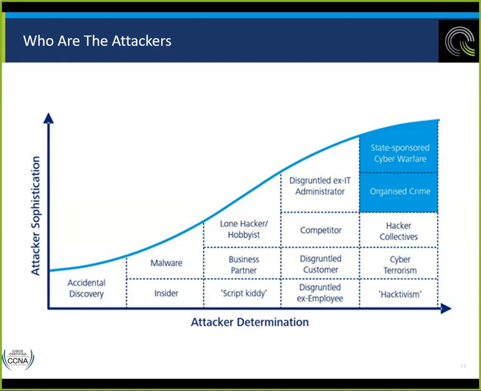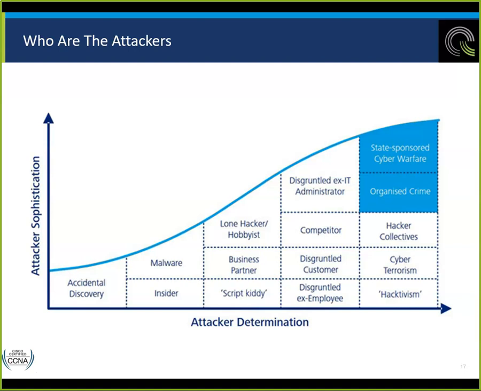Hacker collectives, same thing. Cyber terrorism, we're going to be there, and then hacktivism. All of those are going to be dedicated and probably knowledgeable. Next, a disgruntled ex-IT administrator, the degree of sophistication is going to be high there. Competitor, it's going to be relatively high. Disgruntled customer may or may not, and a disgruntled ex-employee, got them at the bottom of the sophistication. Depends on what kind of an ex-employee they are. If they're working in the typing pool, yep. If they're working as a router administrator or a server administrator, probably going to have a little bit higher degree of sophistication.